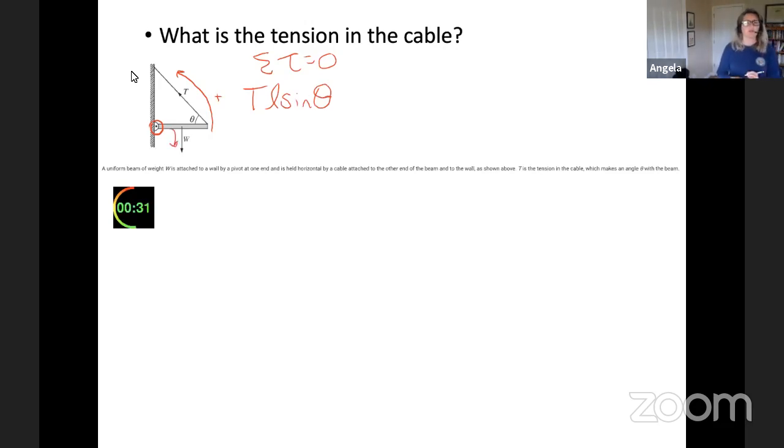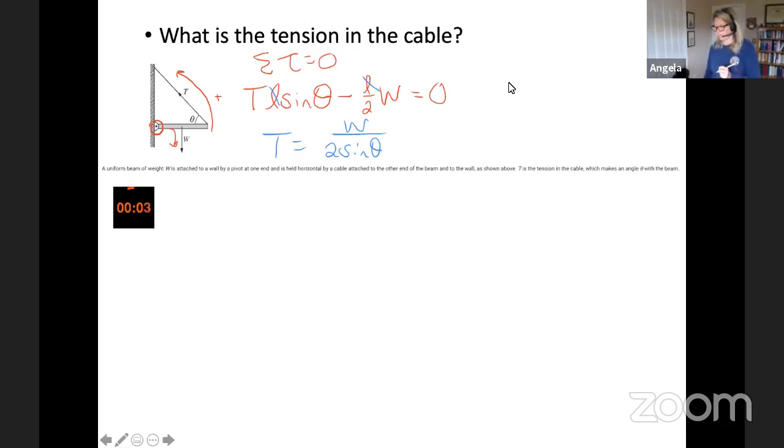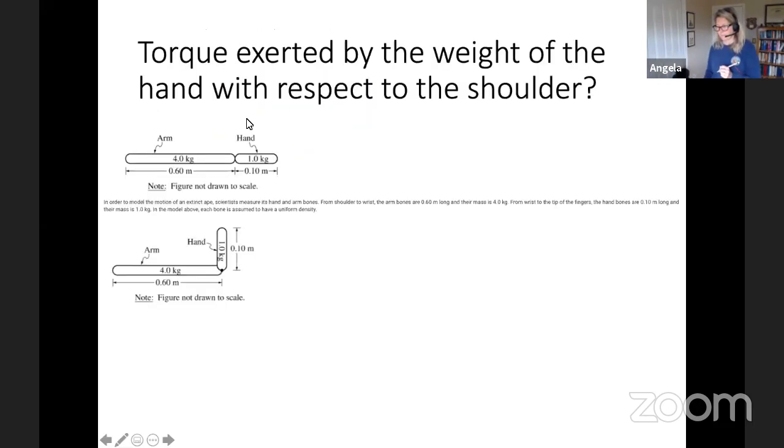The torque from the earth pulling down on the beam is clockwise, so it's negative, L over 2, since the force acts at the midpoint of the beam, times the weight, equals 0. That one's at 90 degrees, so sine of 90 is... sorry, sine of 90 is 1. So let's cancel those L's and get them out of the way. And then we solve for tension, which would be W over 2 sine theta. Okay, try this one.